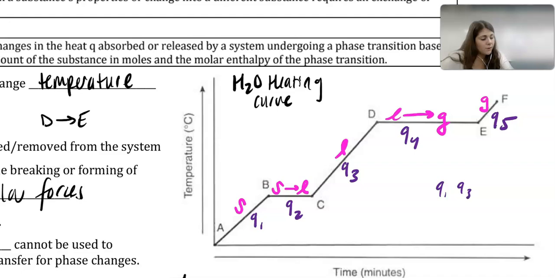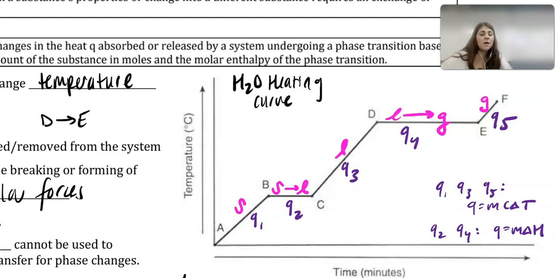Q1, Q3, and Q5 all will use Q equals MC delta T, while Q2 and Q4 will use Q equals M delta H. That's because 1, 3, and 5 are temperature changes, while 2 and 4 are phase changes. Knowing the states of matter is very, very important as well. Let's come up with our scenario.